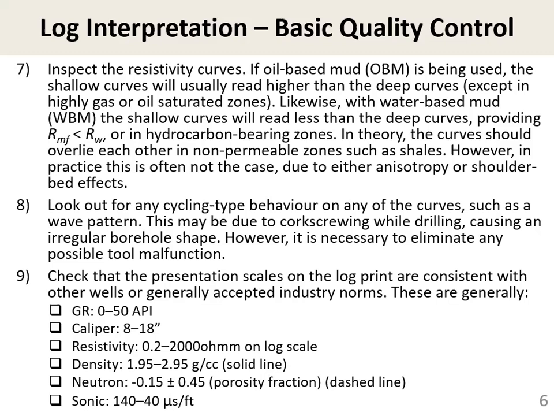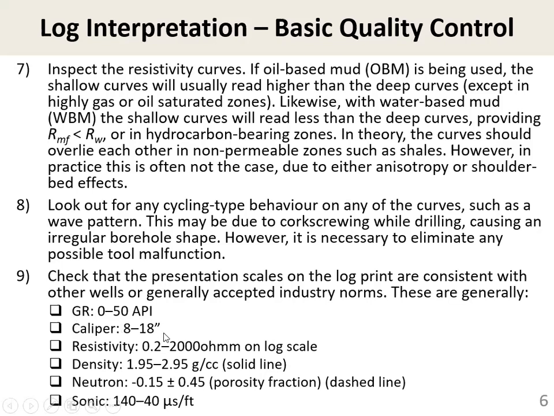And what I have here, even though 0 to 50 is shown, this actually should be 0 to 100, in some cases 0 to 150, so this is not cast in stone. 0 to 50 is not typical of API. It's more of 0 to 100, 0 to 150. That's for the gamma ray reading.